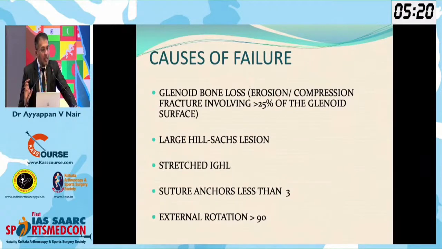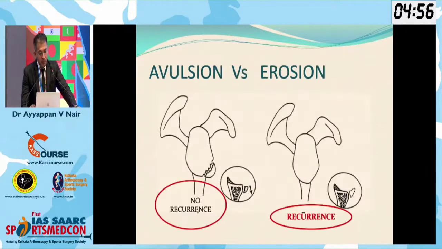Then a stretched-out IGHL, which can happen with multiple dislocations, is again an important factor. How many anchors we use is very important: fewer than 3 anchors can fail. And if there is extreme anterior hyperlaxity, with extreme external rotation, again, these are the main contributing factors you have to keep in mind when thinking about avoiding failure.